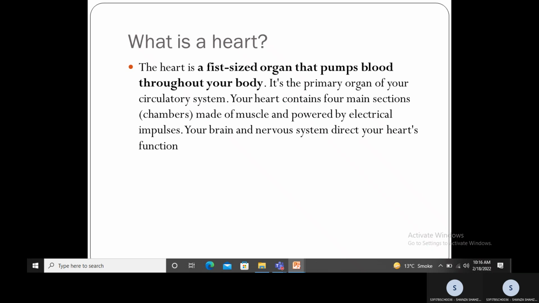In my first slide, I will give you a brief introduction about the heart. What is a heart? The heart is a fist-sized organ that pumps blood throughout your body. It's the primary organ of your circulatory system. Your heart contains four main sections. These sections, called chambers of the heart, are made of muscle and powered by electrical impulses. Your brain and nervous system direct your heart function.